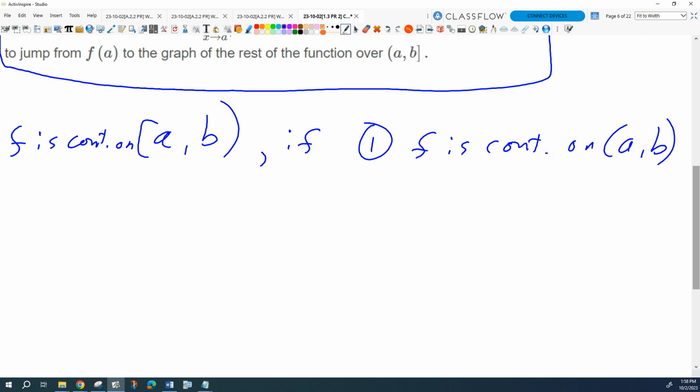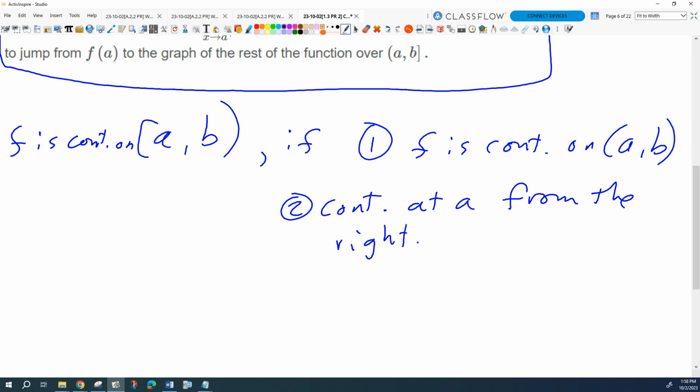You mean a from the right, you mean, right? Okay, good. Then that limit would have to equal the value of the function there, right? So part two would be, it would have to be continuous at a from what direction? From the right. Agreed? See how that works?